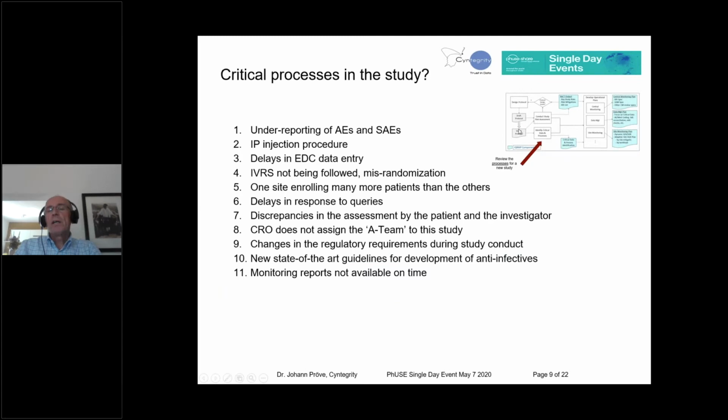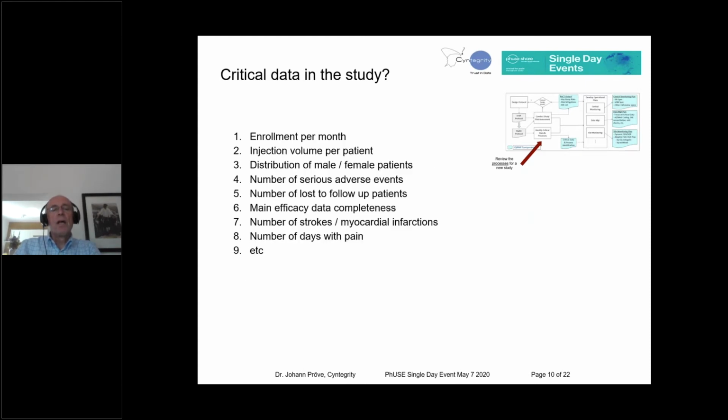Now, moving on in our process map to the next steps. What are the critical processes in the study? Are there any critical processes in the study? And usually that is the case. So there might be underreporting of adverse events and serious adverse events, or delays in EDC data entry, or IVRS not being followed, so misrandomization of patients. A whole bunch of processes that may go wrong, and that should be considered when setting up a risk-based quality management system. And on the other hand, there are critical data in the study.